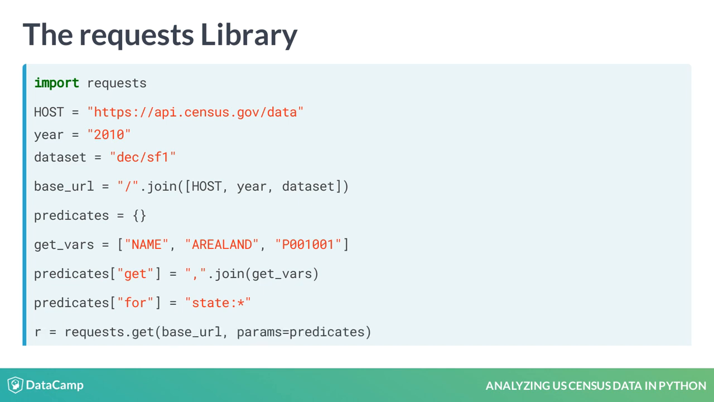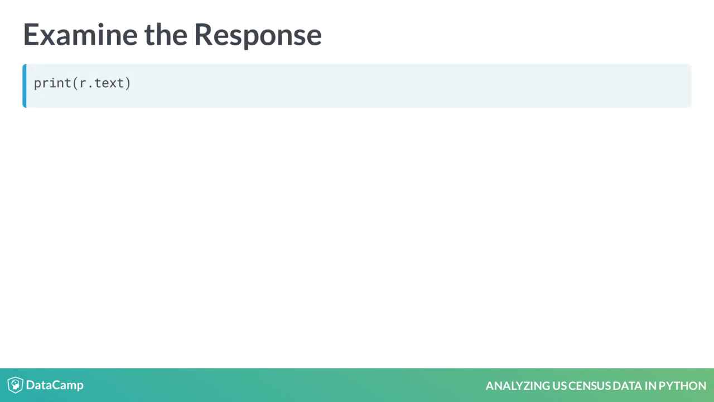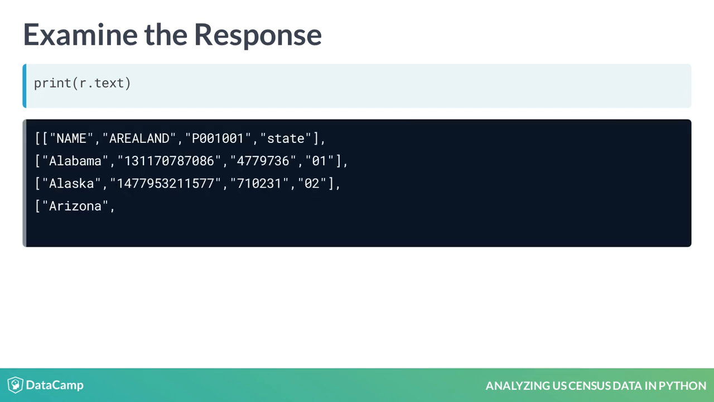Finally, execute the request and store the return value in the response object R. Now inspect the text attribute of the response object. This is a string with the form of a list of lists. Each sublist is a row of data, with the first row being the table header. Notice that all values, including numerics, are double quoted. When we load this into Pandas, we will have to fix these data types.